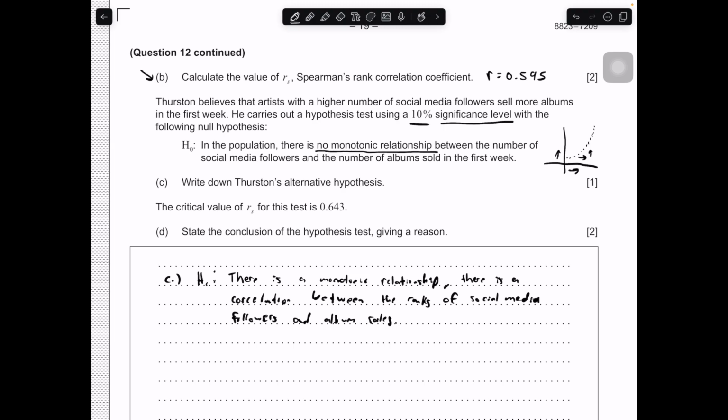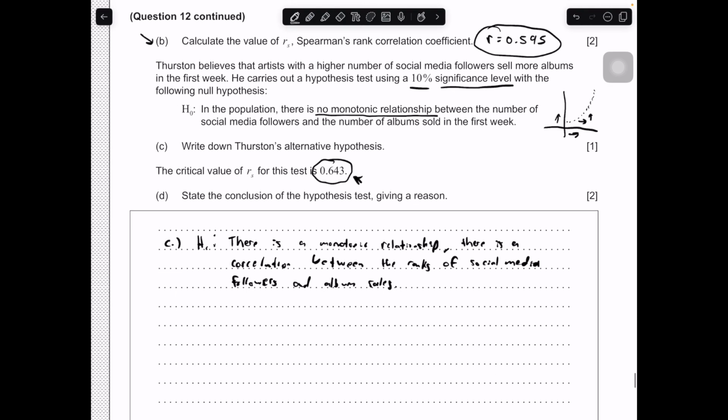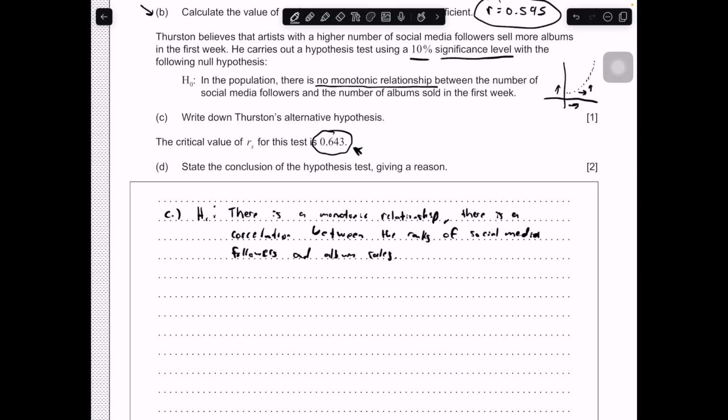All right. The critical value of RS is equal to 0.643. State the conclusion of the hypothesis test given a reason. This is a weird question because it's not a t-test, it's not an independence or goodness of fit test, and it's not a chi-squared test. It's a hypothesis test where he's comparing his Spearman correlation coefficient with some critical value, that is to say some kind of cutoff point. The critical value of RS for this test is 0.643.